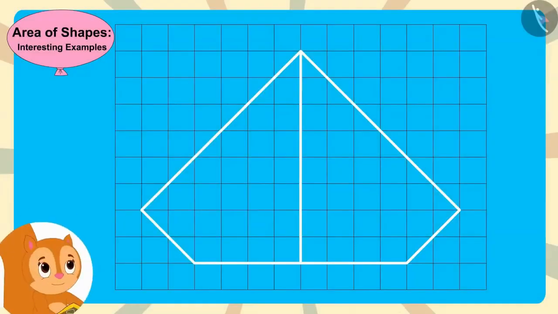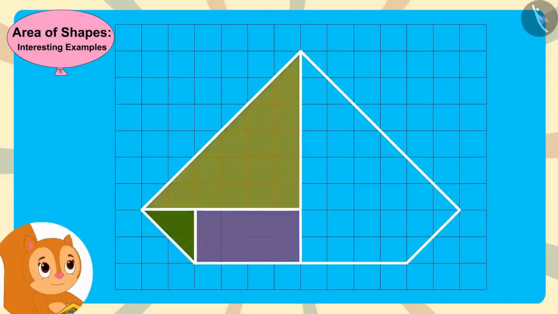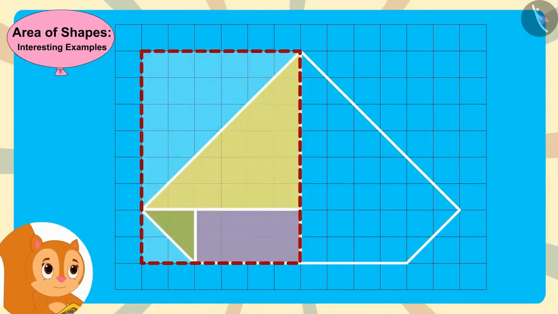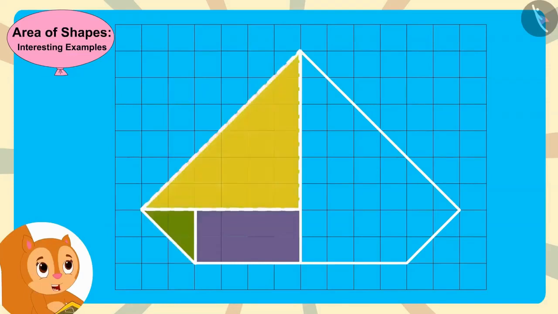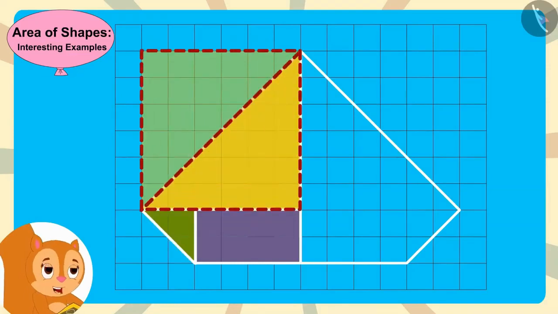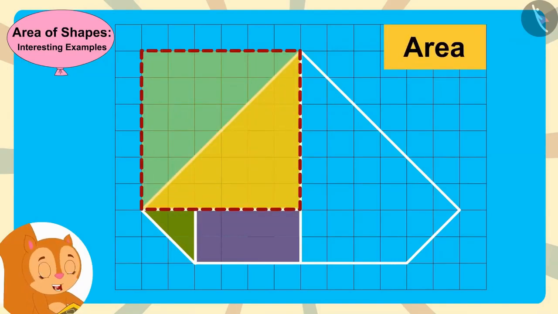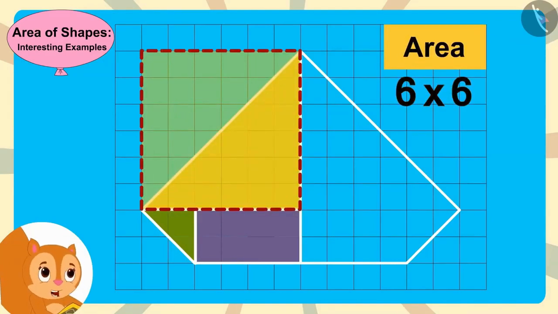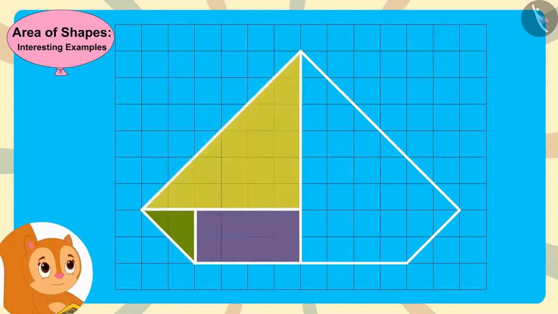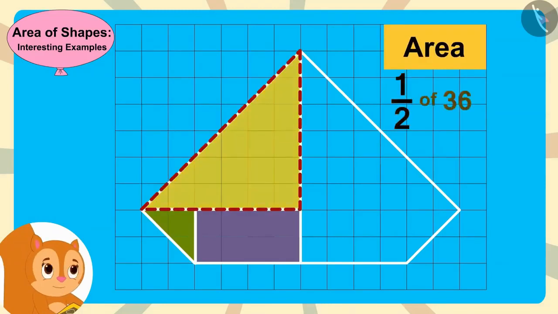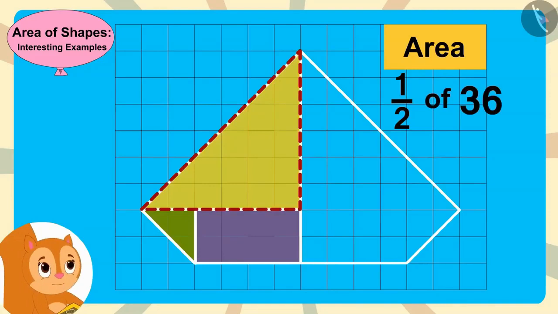Then Chanda made such rectangles and triangles in this part of the diamond's outline. This large triangle is half of this square, and the area of this square is 6 times 6 or 36 square centimeters. So, the area of this big triangle is half of 36 or 18 square centimeters.